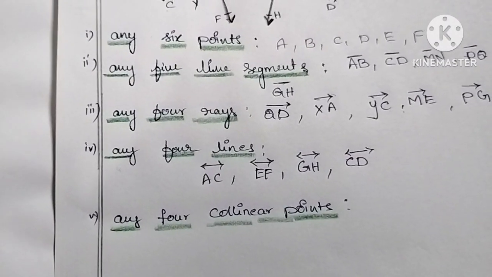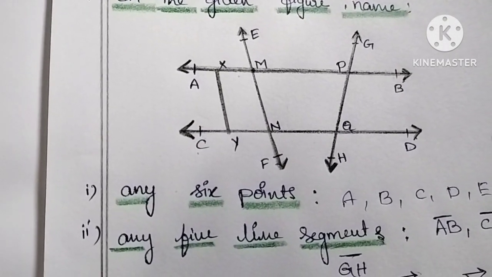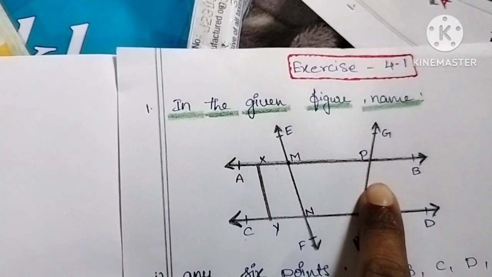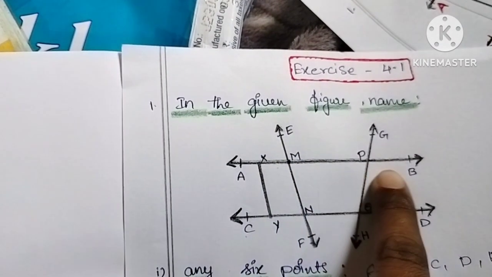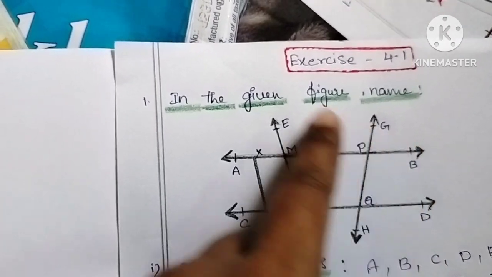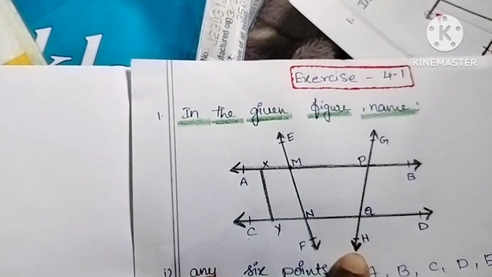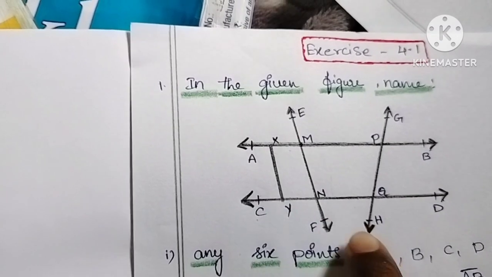Now fifth one, any 4 collinear points. So what is meant by collinear points? 3 or more points on the same line, we can call it as a collinear points. So we have to represent here A, X, M, P and B. Those all are on the same line. So we can say that these are the collinear points, and we can take it as G, P, Q and H. These are also on the same line. So these are collinear points.